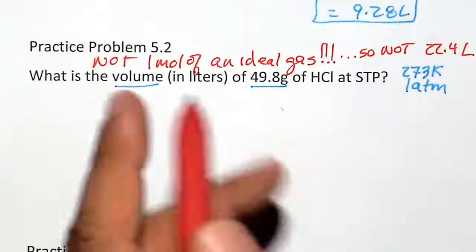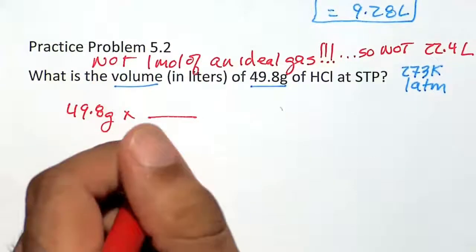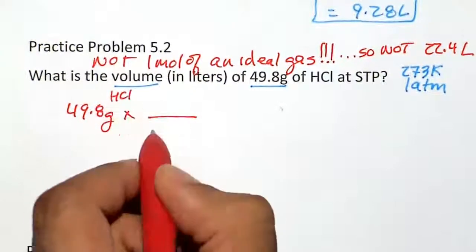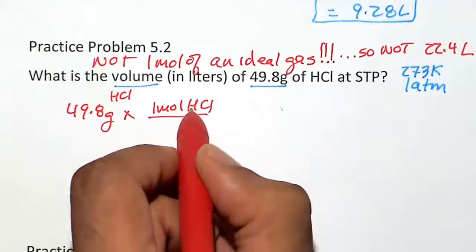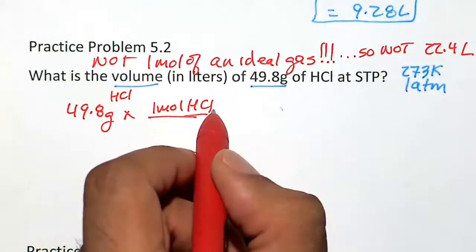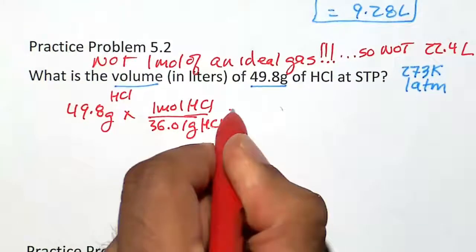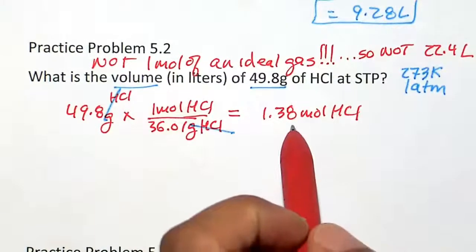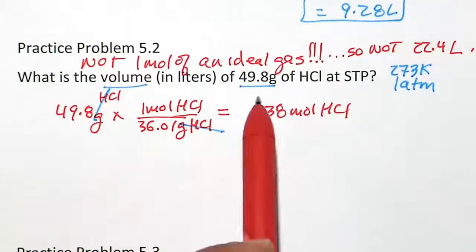So let's convert grams to moles, and that will give us the number of moles, n. So 49.8 grams of HCl. We know that for every 1 mole of HCl, H is about 1 and Cl is about 35, so there will be about 36.01 grams per mole of HCl. That gives 1.38 moles of HCl. It's not exactly 1 mole, so it's not 22.4 liters, because we don't have 1 mole.